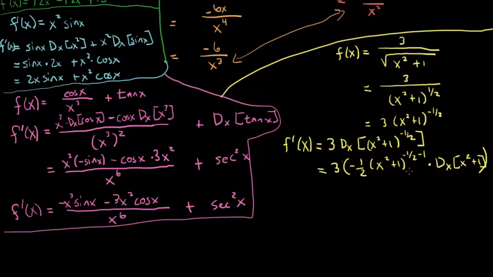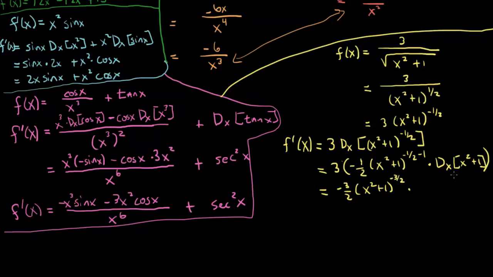Close parentheses. Oh, that wasn't a good one. Close parentheses. So this equals, all right, what's 3 times negative 1/2? Well, that's negative 3/2. Then we have x squared plus 1. Now what's negative 1/2 minus 1? That's negative 3/2. Okay? And then what's the derivative?